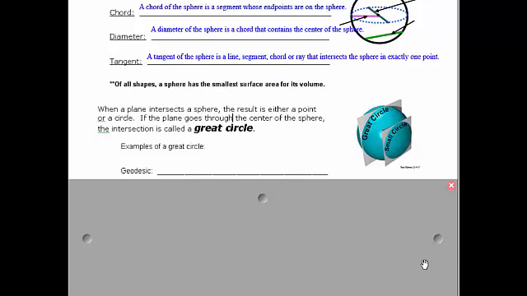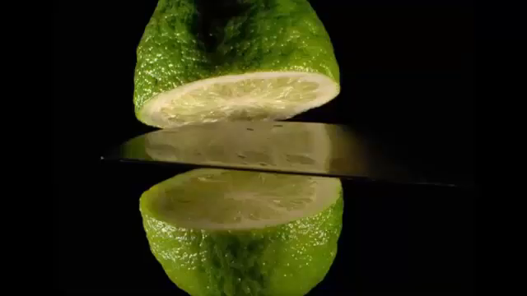Even though the Earth is not a perfect sphere, we can think of the equator as a great circle. We can think of the prime meridian with its anti-meridian, and any slice through a sphere that is the largest slice through a sphere would be a great circle.